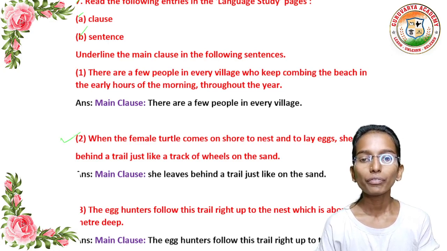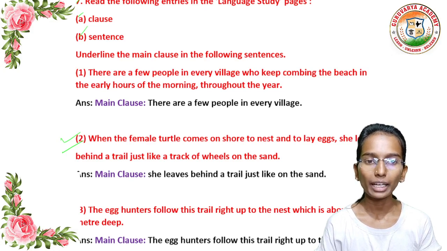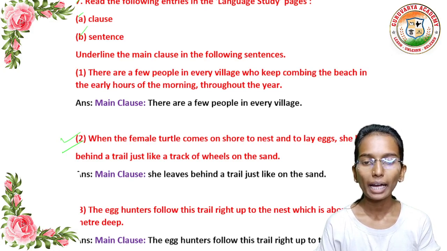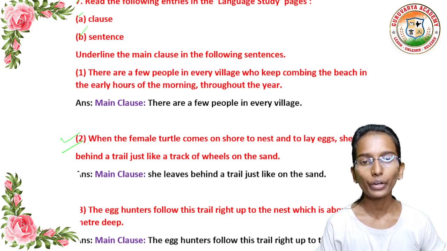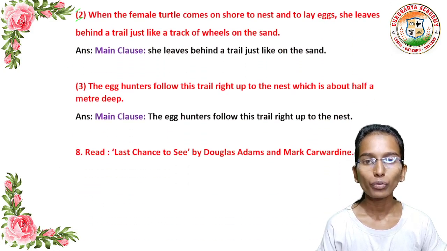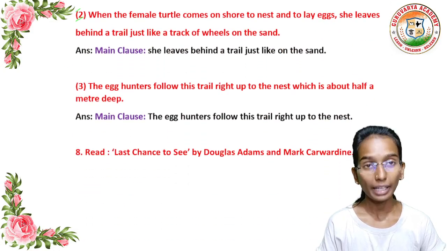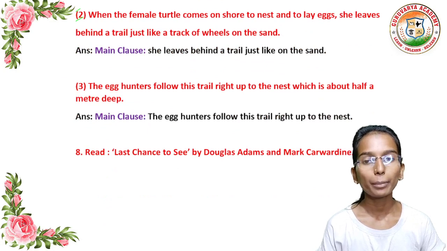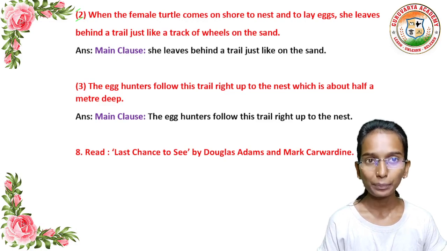Next, when the female turtle comes on shore to nest and to lay eggs, she leaves behind a trail, just like a track of wheels on the sand. Main clause: she leaves behind a trail. The egg hunters follow this trail right up to the nest, which is about half a meter deep. Main clause: egg hunters follow this trail right up to the nest.